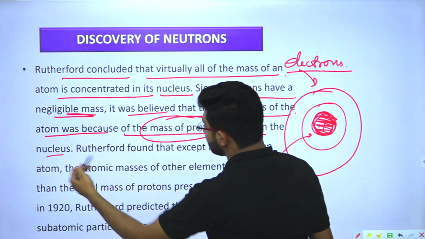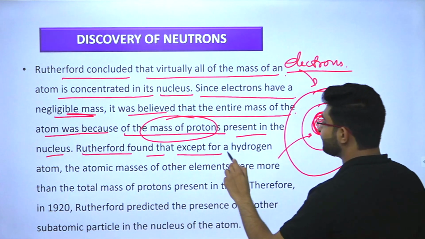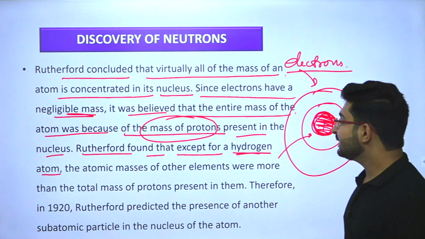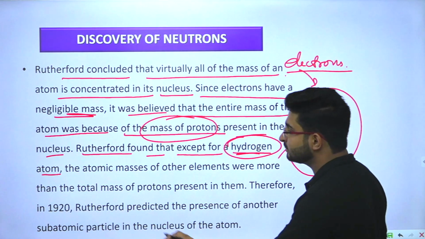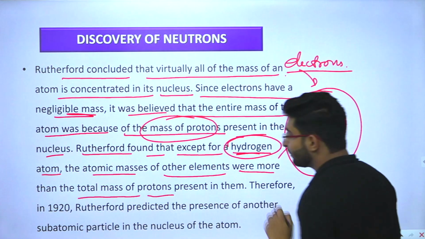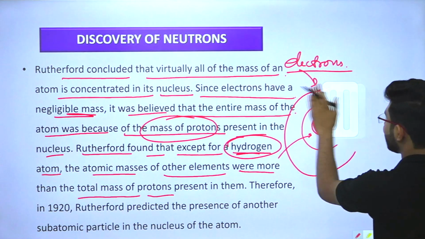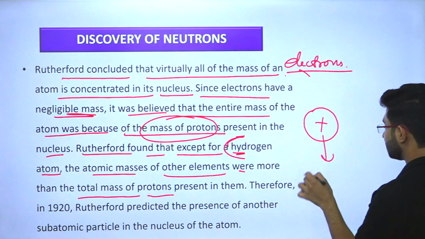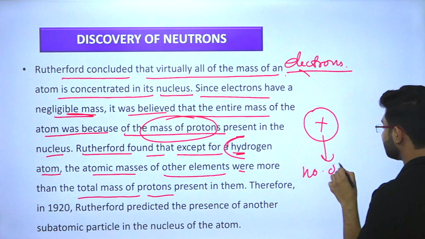Rutherford found that except for a hydrogen atom, the atomic masses of other elements were more than the total mass of protons. In the case of hydrogen atom, he observed that the total mass was equal to the mass of protons.